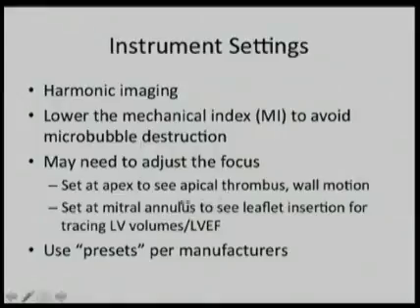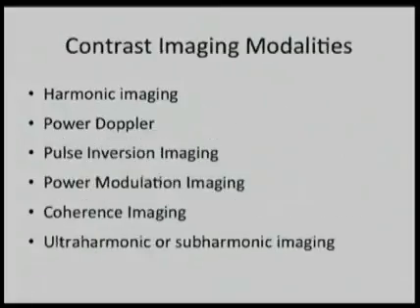You want to see the focus at the apex if you're looking for apical thrombus or wall motion, and you want to see it at the mitral annulus if you're looking to trace LV volumes and need to see mitral leaflet insertion. And again, use the manufacturer presets for contrast. Now, they're different ones. The manufacturers have harmonic imaging, power Doppler imaging, pulse inversion, power modulation, optical coherence imaging, ultraharmonics or subharmonics. All of these are different.